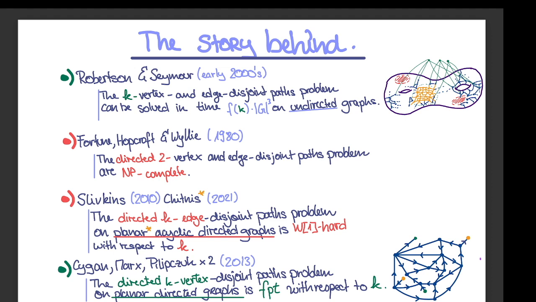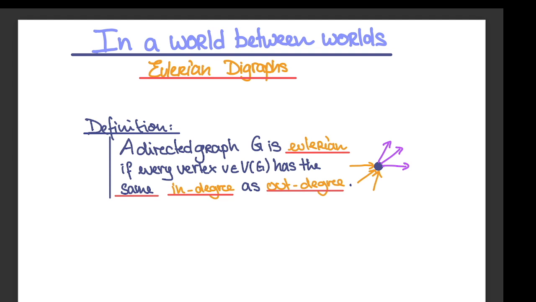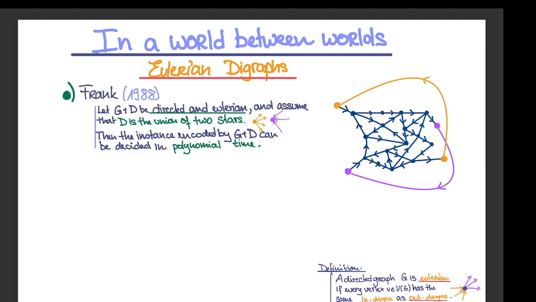Now, one can ask, what is the structure that helps with routing edge disjoint paths in the directed setting? And it turns out that Eulerian digraphs help doing so. So what are Eulerian digraphs? Well, a directed graph is called Eulerian if at every vertex the in-degree and the out-degree are the same. That is, the number of edges that go into a vertex equals the number of edges that go out of a vertex. And for Eulerian digraphs, there have been early results about routing paths edge disjointly.